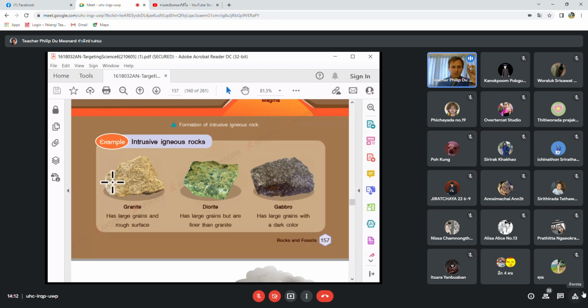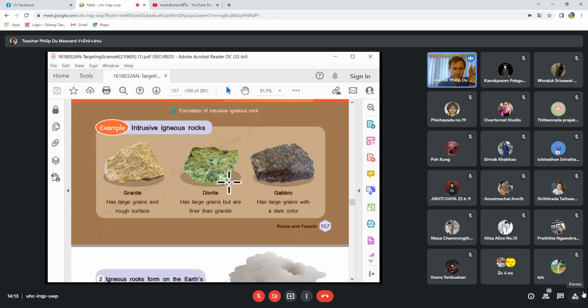We can see the color is different, and we can see some of them are more coarse, some of them are more fine, and some of them have big crystals, some of them have small crystals. I think most of these actually have quite small crystals, it seems. The color is also different.